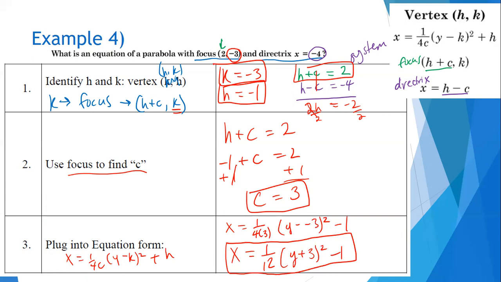I clearly made the box for step 1 and step 2 the wrong sizes. My bad. But this should seem very familiar to what we did on example 7 yesterday. Was it 7 or 6? It was example 7. Questions about example 4?